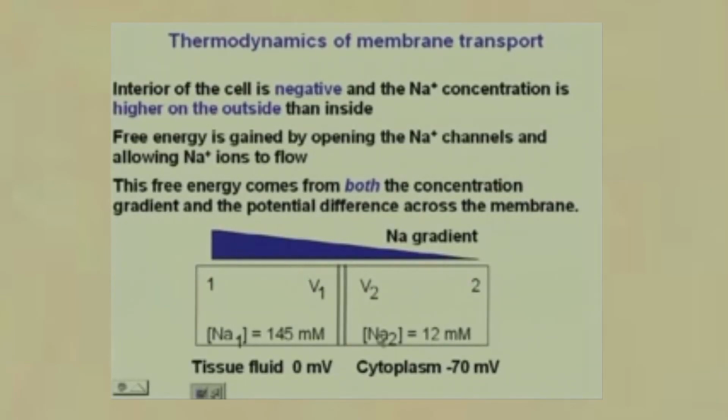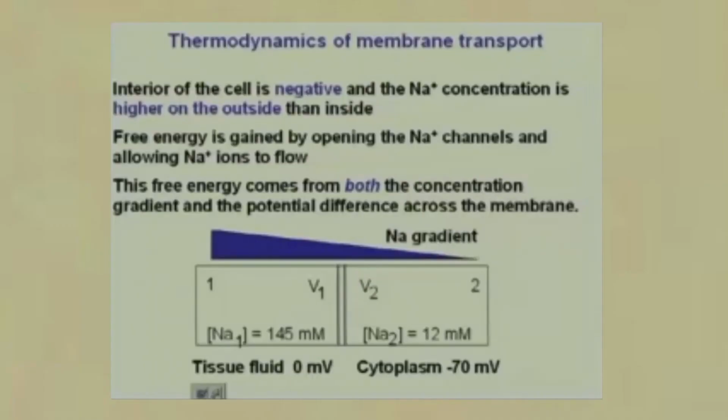So, if you are going from a high concentration to a low concentration, then that is favorable, right? We calculated that the delta mu is going to be negative for such a case, because the ln is going to be negative. So, we gain free energy by opening the sodium channels and allowing the sodium ions to flow. But we know that the free energy comes from both the concentration gradient and the potential difference across the membrane. And as I mentioned, when we have an H plus case, in addition to this, we are going to have a pH gradient as well.